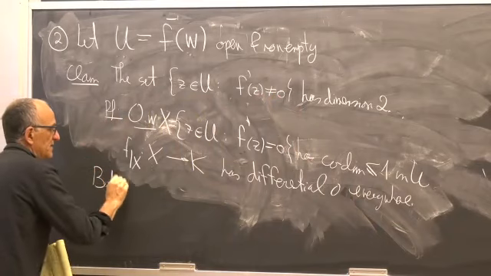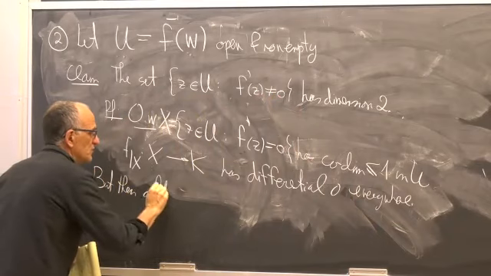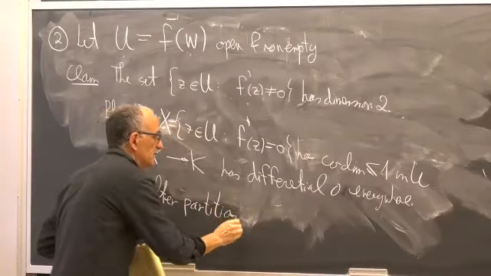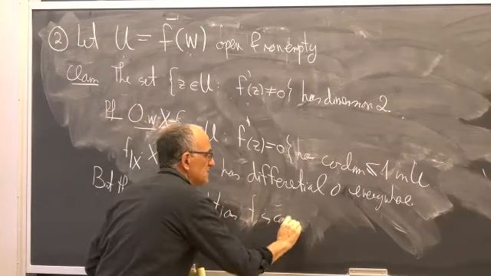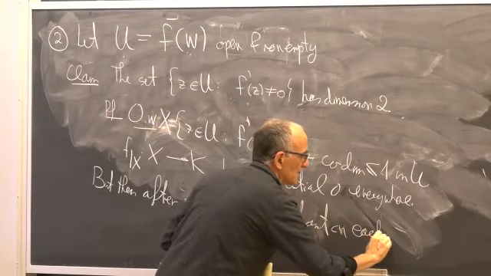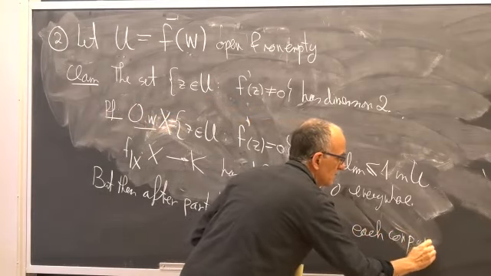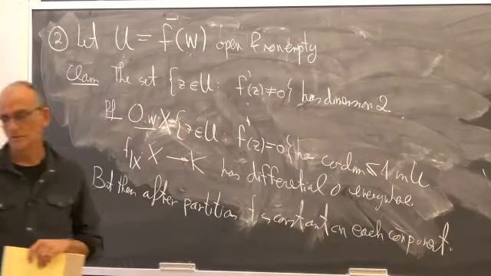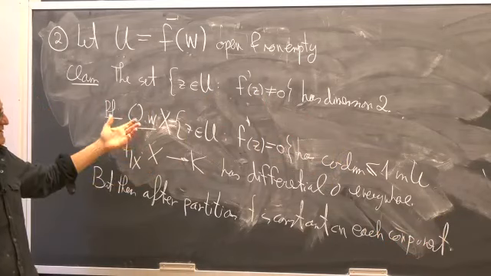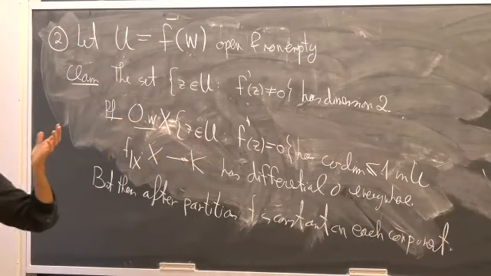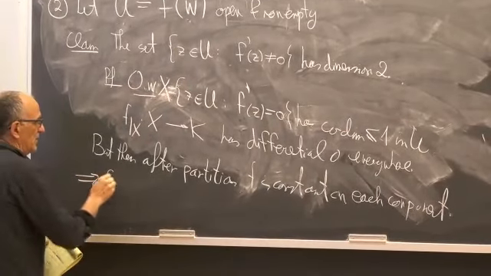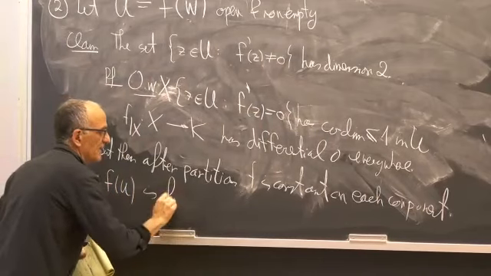But then, after partition, F is constant on each component. But then F will take only finitely many values on X. And because F is continuous on U, even now we don't need the derivative, F of U will be finite.